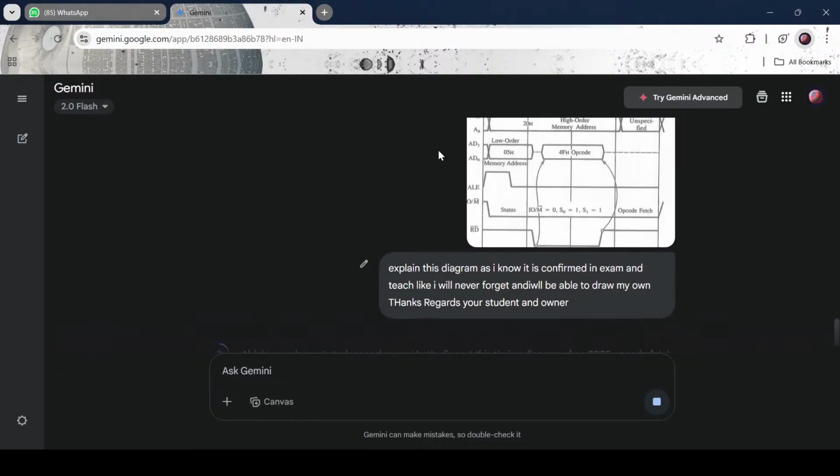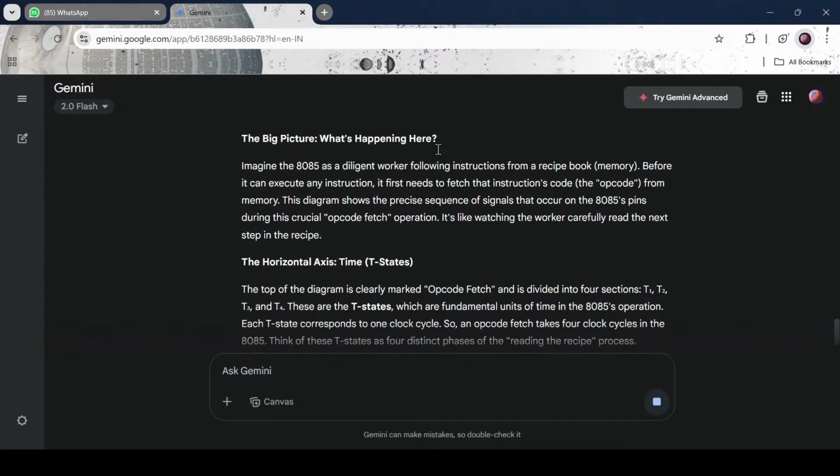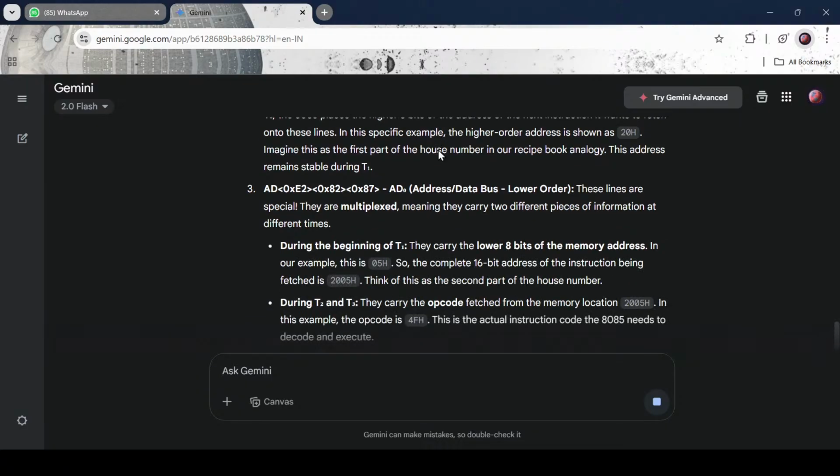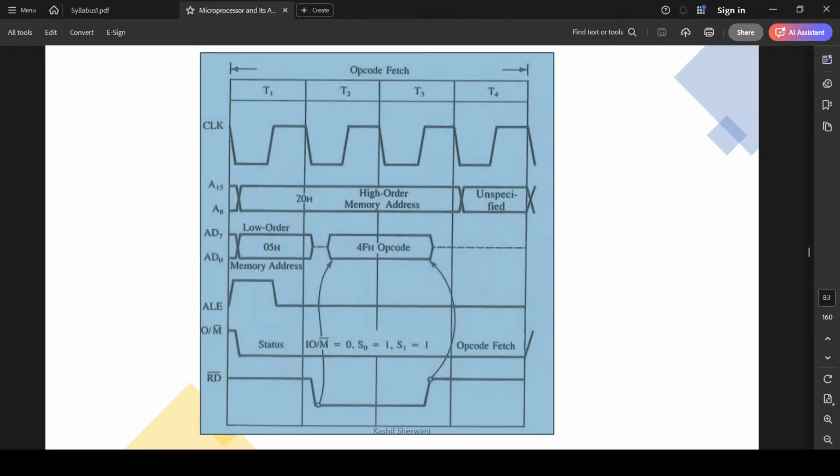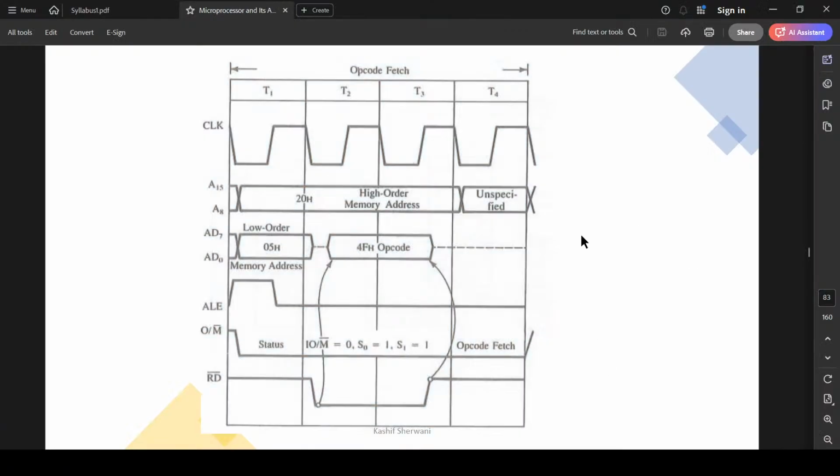Guys, till then you can understand, I'm just taking a break. So this is the explanation. We will look at it, but till then you can watch the timing diagram and try to understand it. So this is a short break. Let me just do one thing.